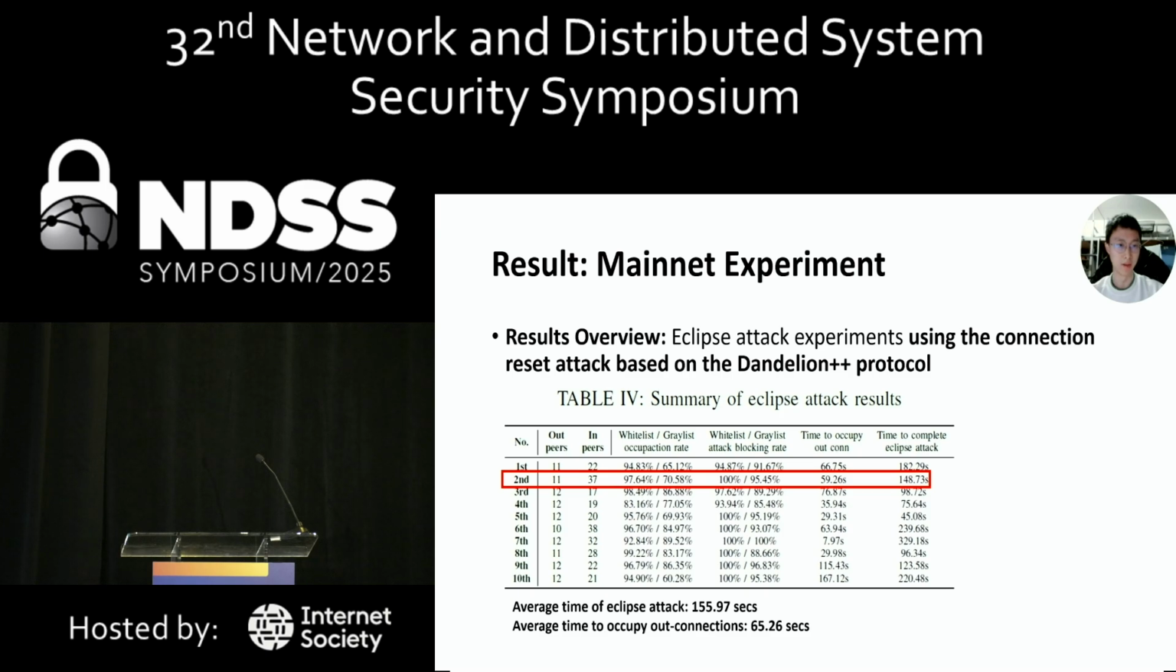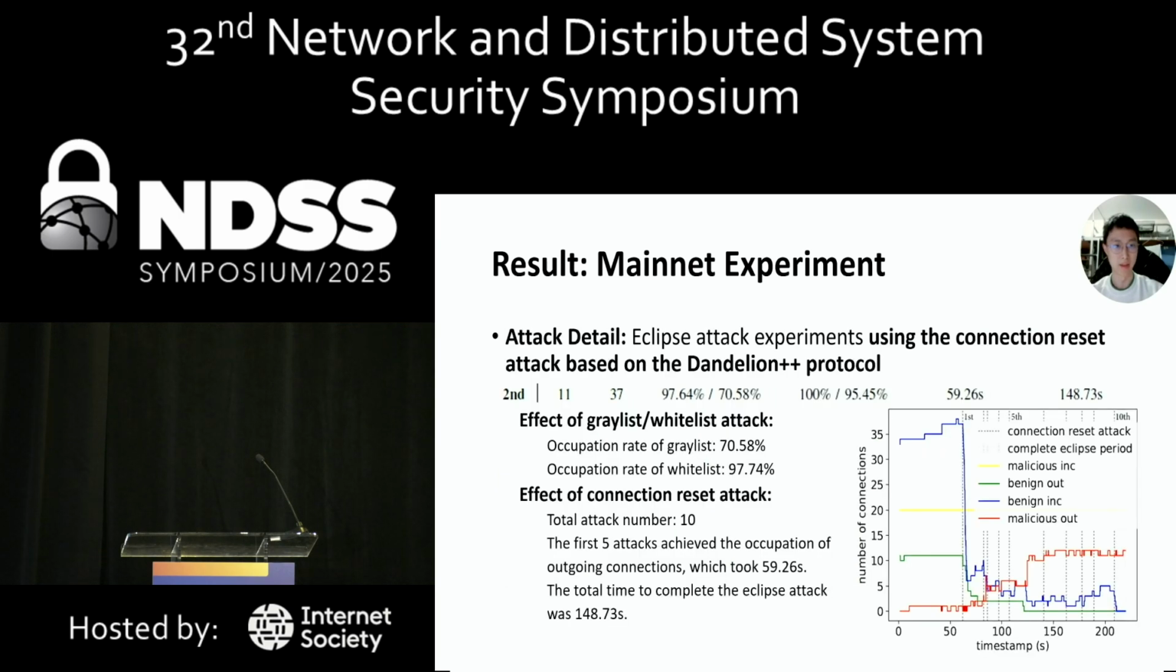To provide a clear understanding of the Eclipse attack, we detailed one Eclipse attack experiment. During this attack, how the number of each kind of connection changes over time is illustrated in the figure. During the attack, the grayless attack and whiteless attack played effective roles in occupying outgoing connections. Throughout the attack, connection reset attacks were executed. The continuous eviction of benign connections ultimately led to the success of our Eclipse attack.